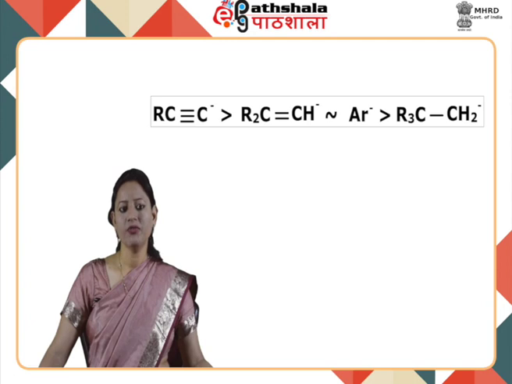The percentage s character in hybrid orbitals is such that it is 50% in case of sp hybridized, 33% in sp2 hybrid orbitals, and 25% in case of sp3 hybridized orbitals. A carbanion generated from an alkyne is much more stable than a carbanion from an alkene and then from an alkane, as in the carbanion generated from the terminal alkyne, the carbon has greater s character.